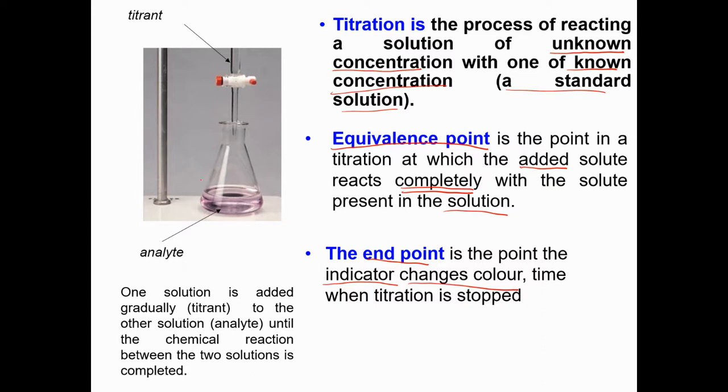So let's look at this diagram. What we put in the burette is called the titrant. What we put in the conical flask that we wish to analyze is the analyte. So one solution, the titrant, is added gradually to the other solution, the analyte, until the chemical reaction between the two solutions is completed.